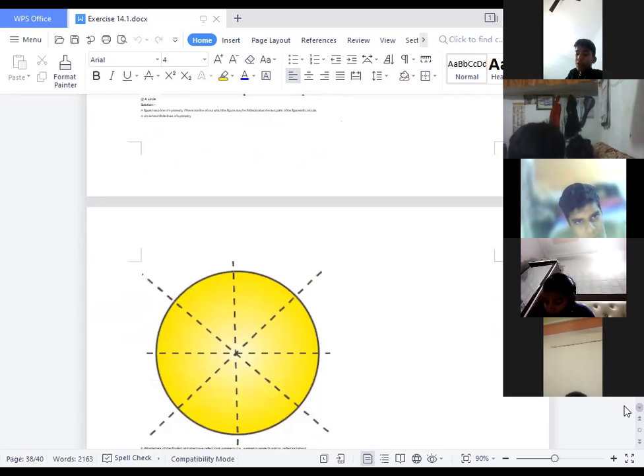Next is a circle. Circle has infinite lines of symmetry. You can draw any lines of symmetry in this. I have drawn only these many. You can draw infinite lines of symmetry in a circle.